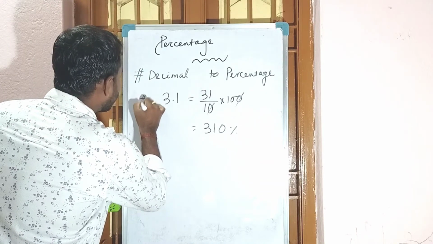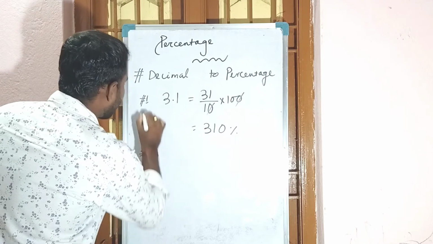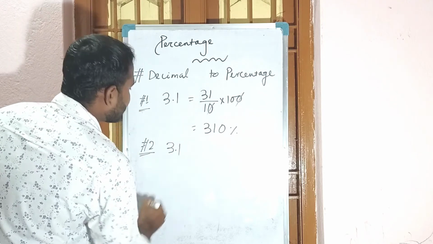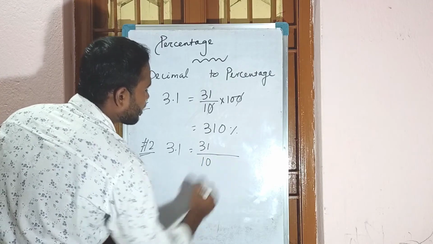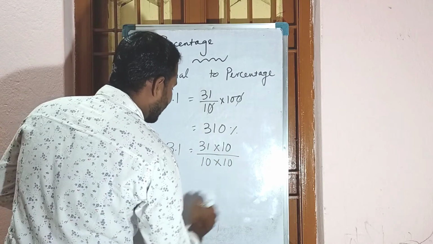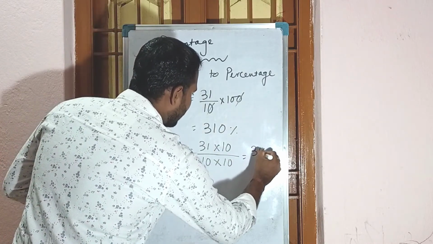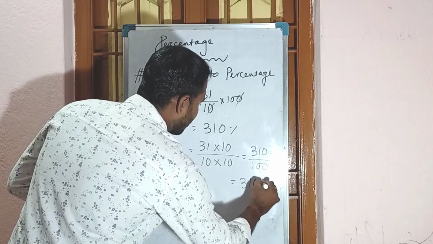This is the second method. Now it is 3.1, the same. You have to convert this into a fraction, 31 by 10, and make the denominator 100. So let's multiply by 10. Here you also multiply by 10, and it will become 310 by 100, which is equal to 310 percent.